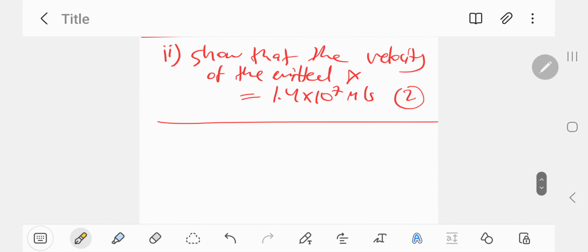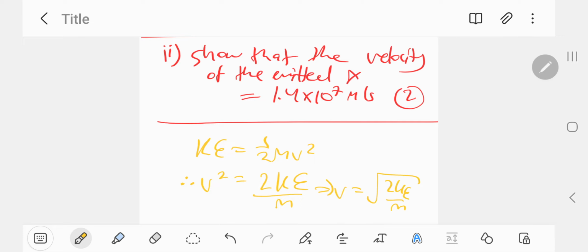All we need to use is the kinetic energy formula and rearrange for v. So our starting point is this. So v squared, in other words, is just 2KE divided by m. And hence v is the square root of 2KE over m.